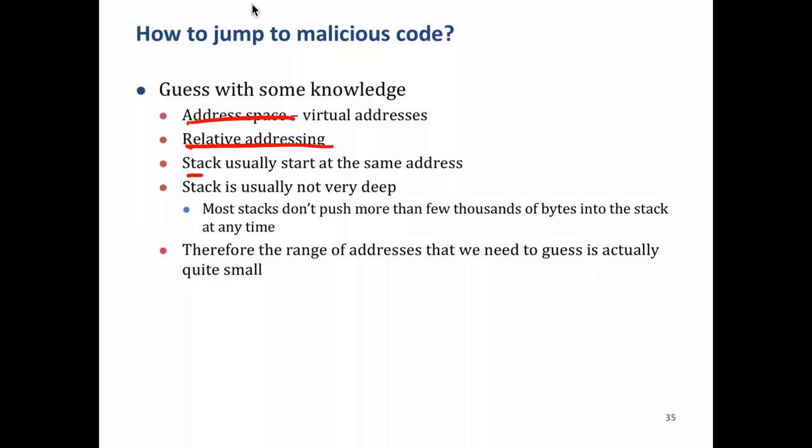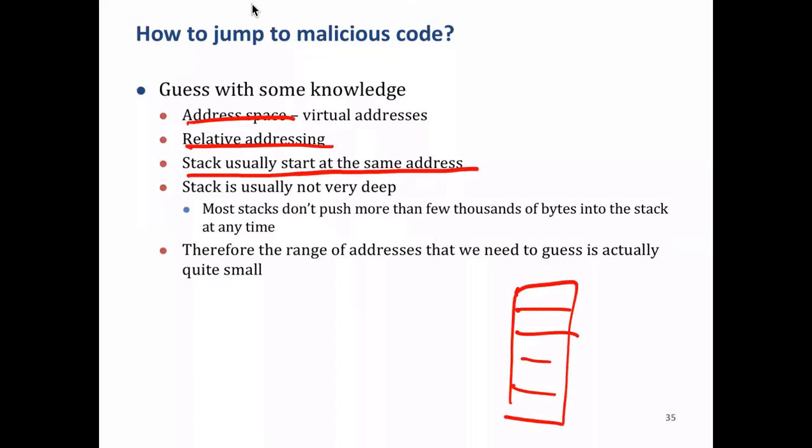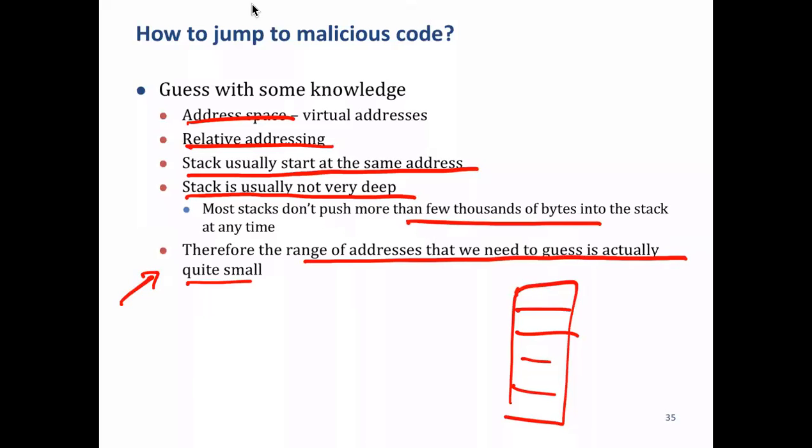Another hint is that the stack usually starts at the same address. We say that the format of this runtime image is kind of fixed, so you can always find it out with experiments. Another hint is that stacks are usually not very deep, which essentially means your choices of where to jump to are limited. It is generally a few thousand bytes in a stack. So the conclusion is that the range of addresses we need to guess is usually quite small.